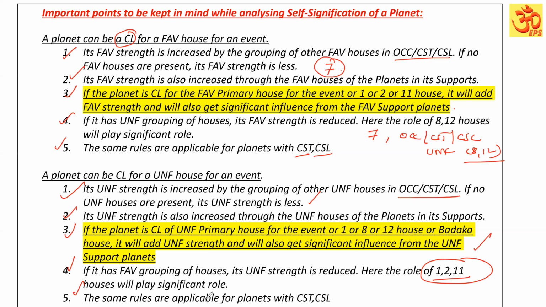Next one. The same rules are applicable for planets with the cuspal star lord ownership and cuspal sublord ownership of the unfavorable house. We have seen the important points that I have to keep in mind, which we already discussed in the previous lesson. Most of the points have been repeated here, but it is to emphasize the importance of those rules as important points. I hope you have understood this.